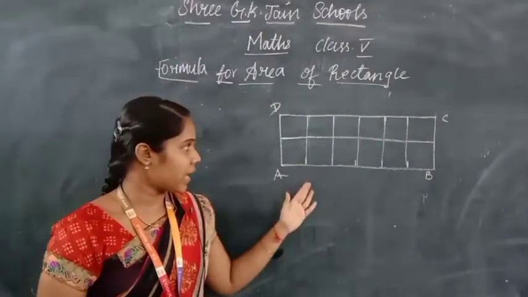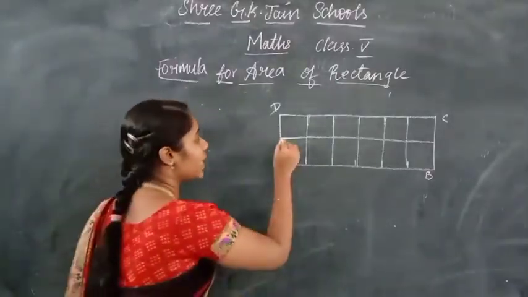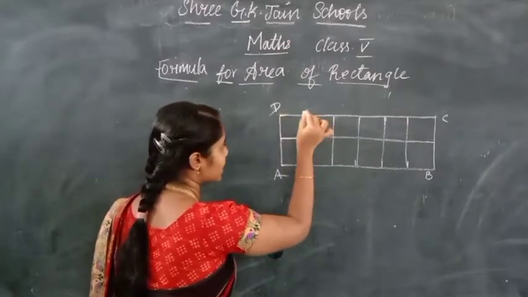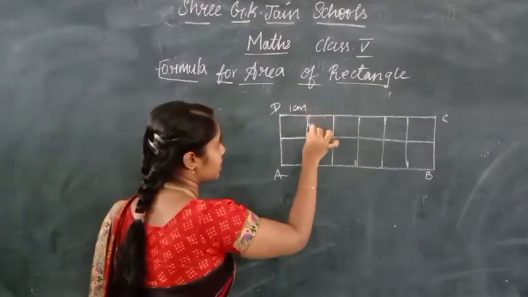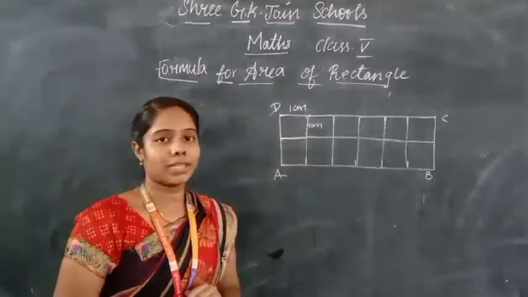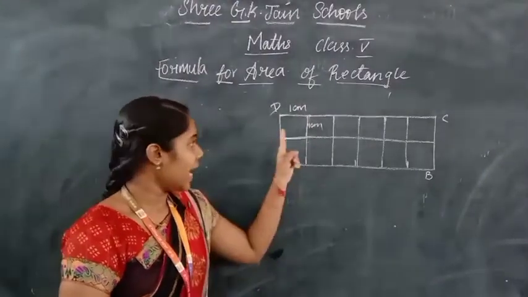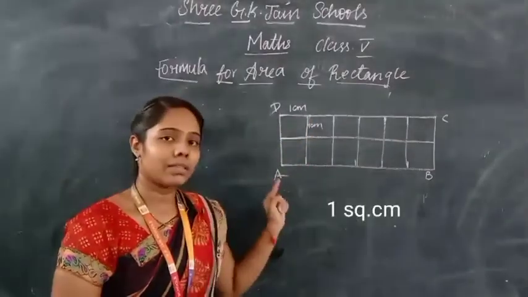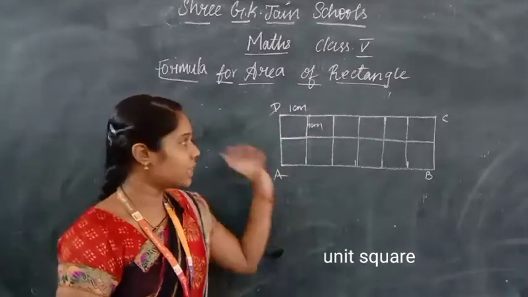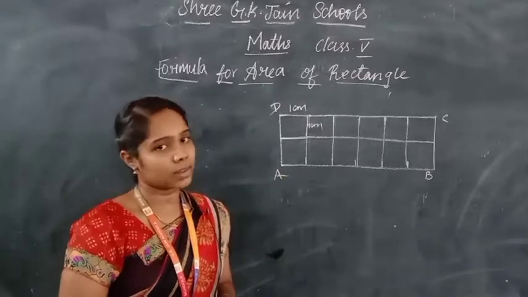Now we have divided the rectangle into small squares. The length of the square thus created by marking 1 centimeter is 1 centimeter. Each side of one square is 1 centimeter. Then what will be the area of each square? Yes, the area of each square will be 1 square centimeter, which is called the unit square. With this reference square, we are going to find the area of a rectangle.